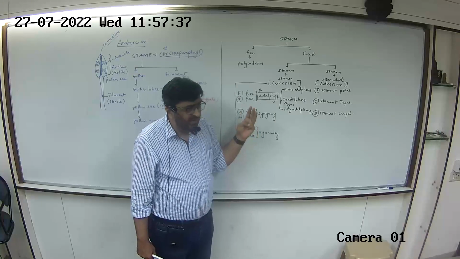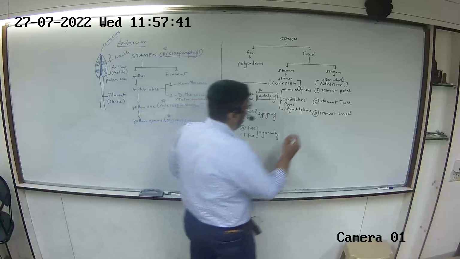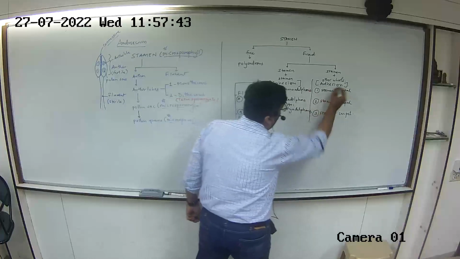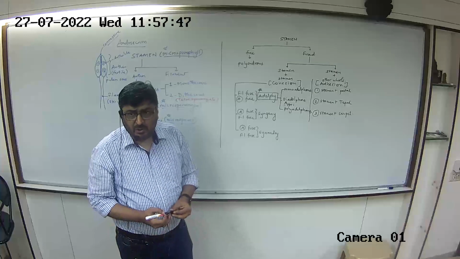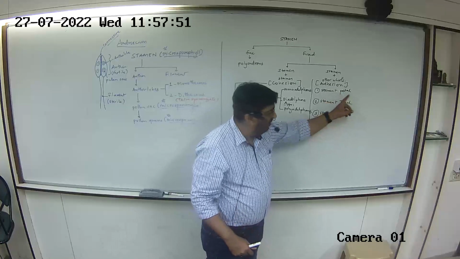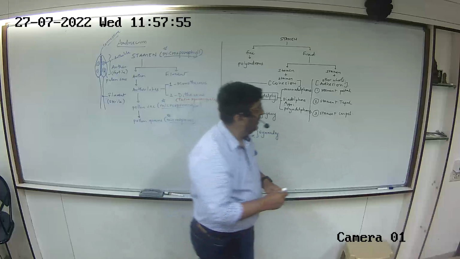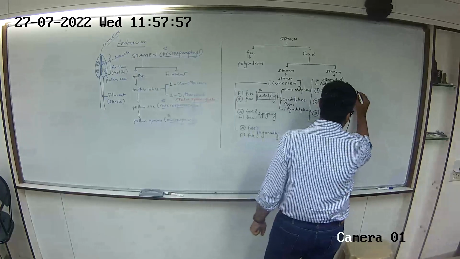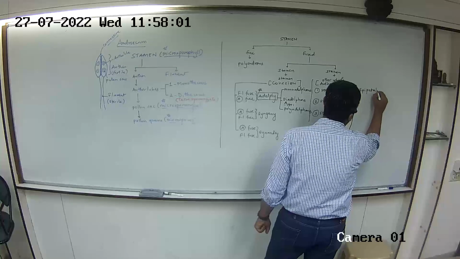Okay? Is it clear? All of cohesion is completely clear? Now we come to adhesion. How many possibilities did we identify in adhesion? 3. Either stamen with petal, stamen with tepal, or stamen with carpel. Stamen with petal, the condition is called epipetalous.